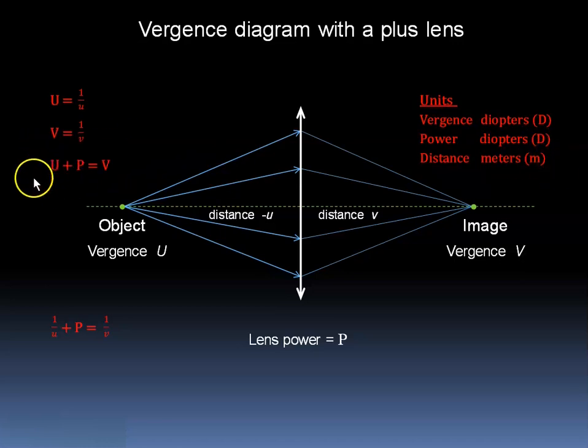This is the overriding formula that guides us in most of our calculations. We say that the vergence of light coming in plus the power of the lens equals the outgoing vergence. So taking this formula and combining with these two, you can also say that 1 over small u plus power equals 1 over small v.